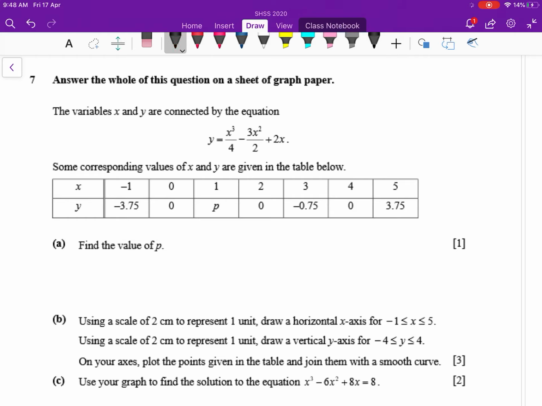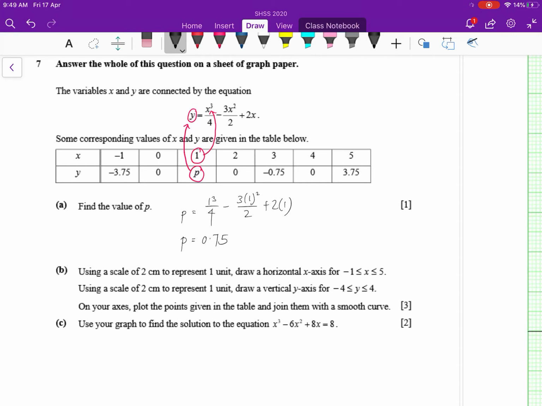So now, let me go through first part A. Find the value of P. Very simple. To find the value of P, just substitute 1 into the x here. When you've done that, it goes to 1 cubed over 4 minus 3 times 1 squared over 2 plus 2 times 1. You'll be able to get P equals 0.75 very quickly.